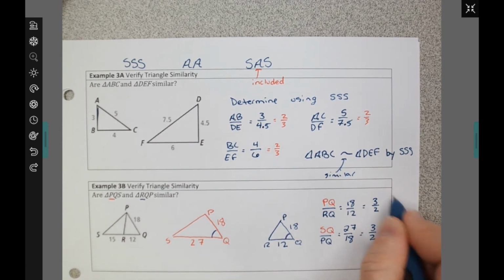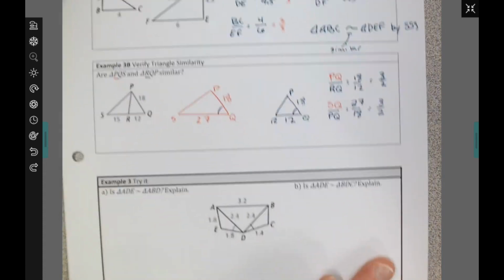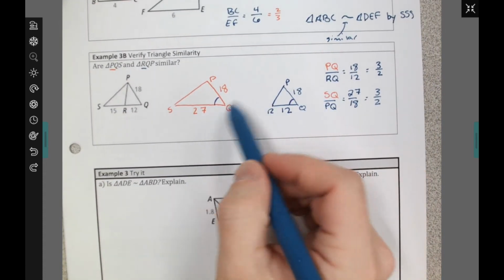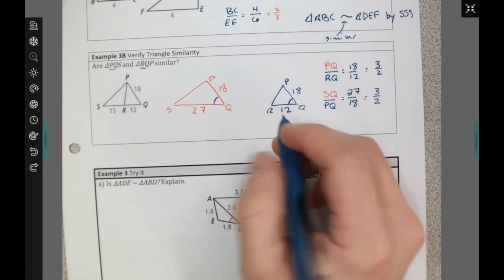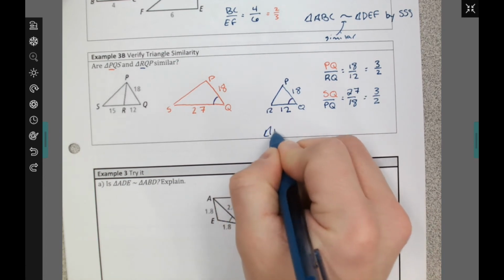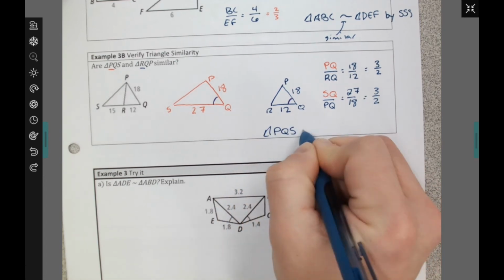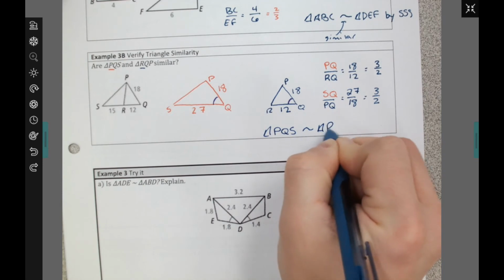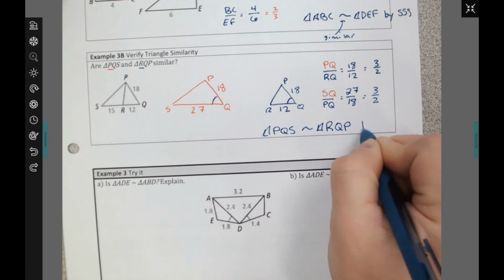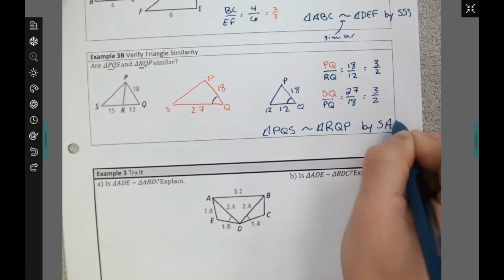So since these two are the same, we say they are proportional. We have proportional sides. We have an included angle. We can say the triangles are similar. So you have triangle PQS similar to triangle RQP by side, angle, side.